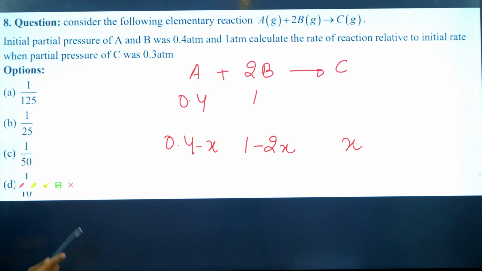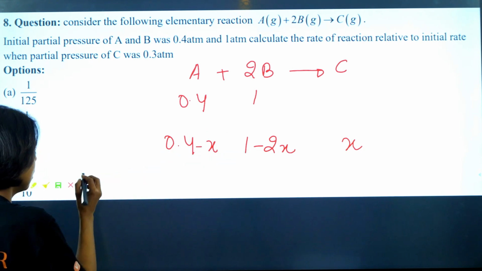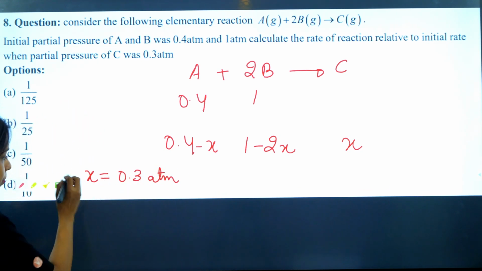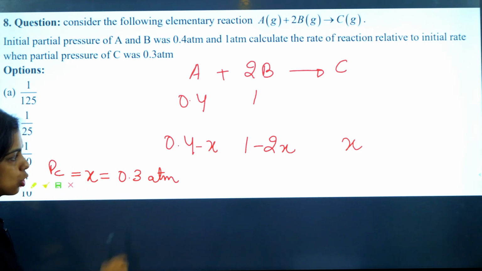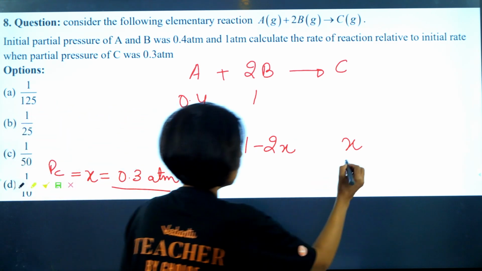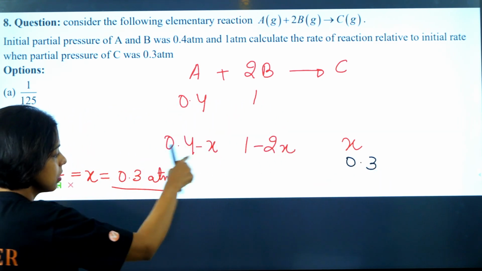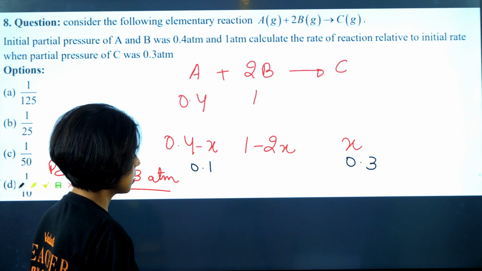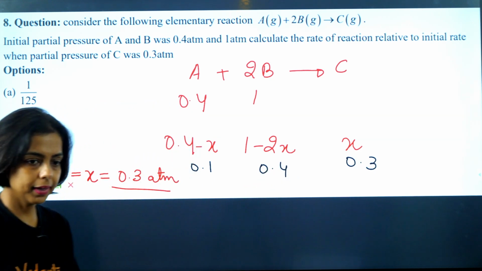So we have to calculate when the partial pressure of C is 0.3. That means x is 0.3. How about the partial pressure of A remaining? Just put the value of x, nothing else you are supposed to do. Yes, 0.1. And B is 1 minus 0.6, that is 0.4.